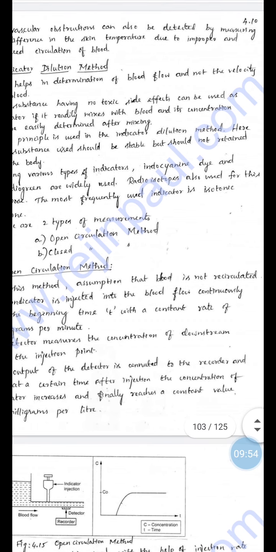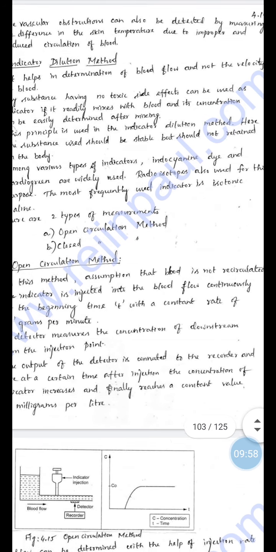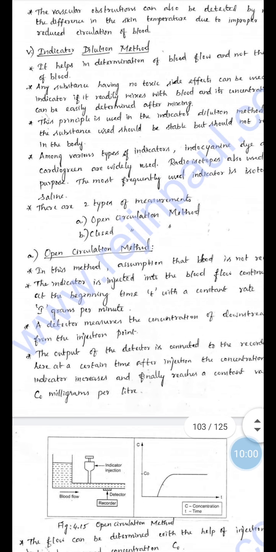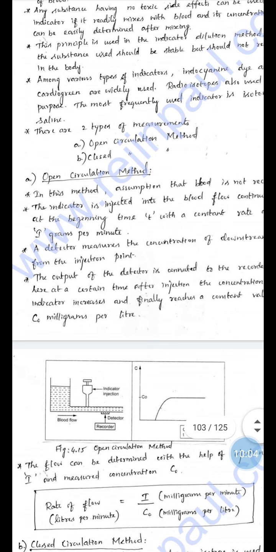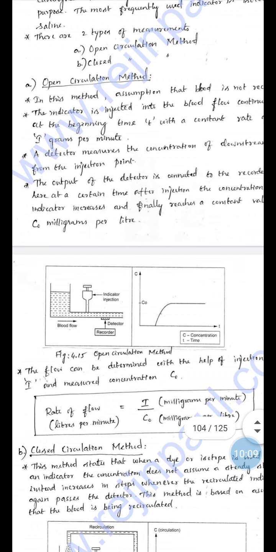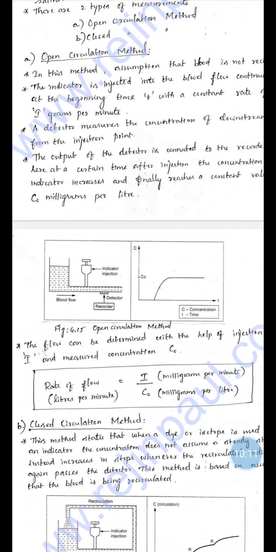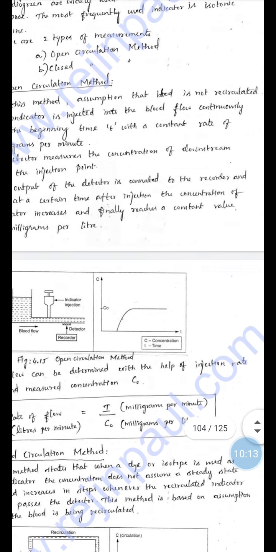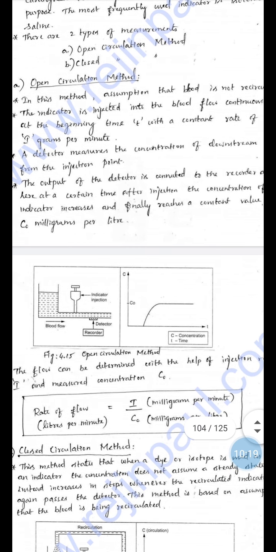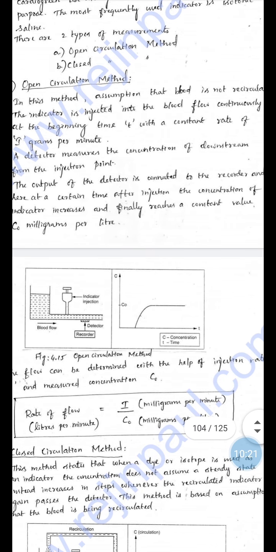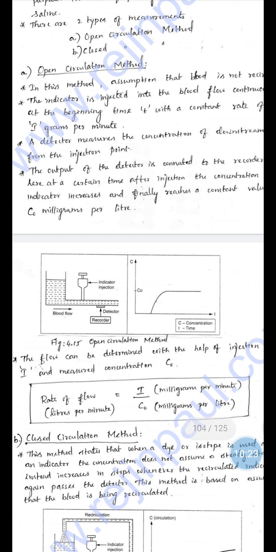Radioisotopes are also used for this purpose. The most frequently used indicator is isotonic saline. There are two types of measurement available. One is the open circulation method, another one is the closed circulation method. The first one is the open circulation method. In this method, assuming the blood is not circulated, the indicator is injected into the blood flow continuously from the beginning time t with a constant rate of I milligrams per minute.